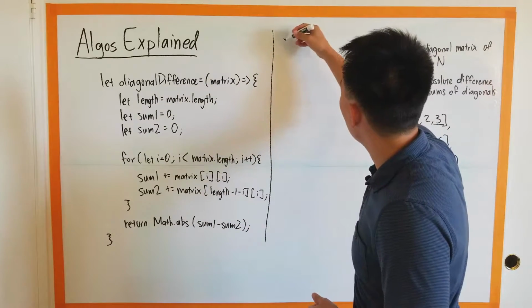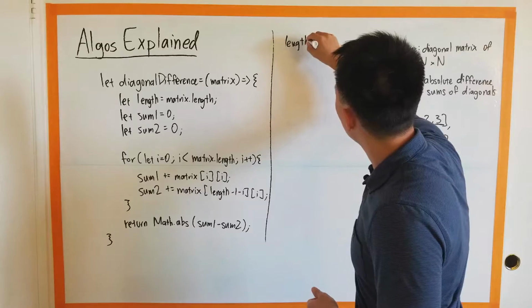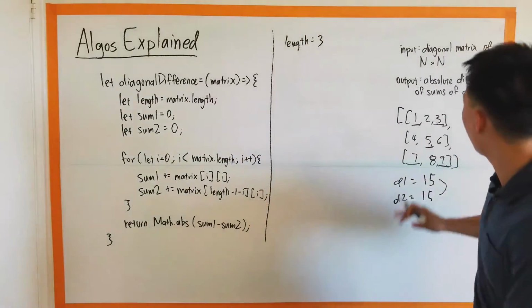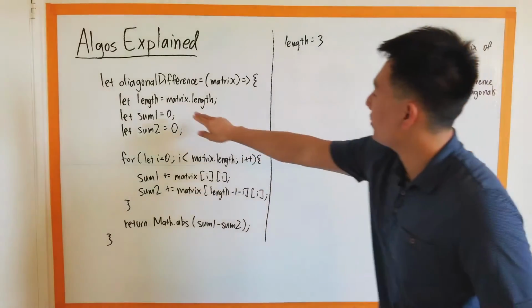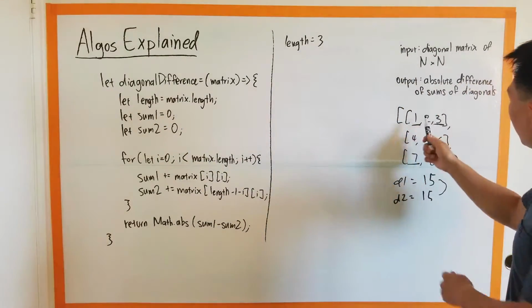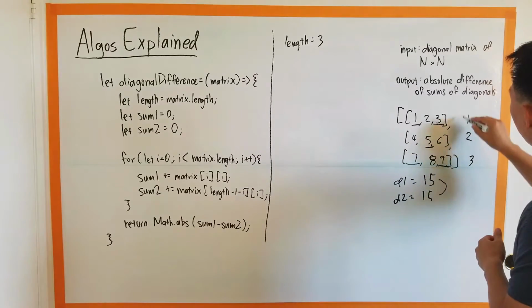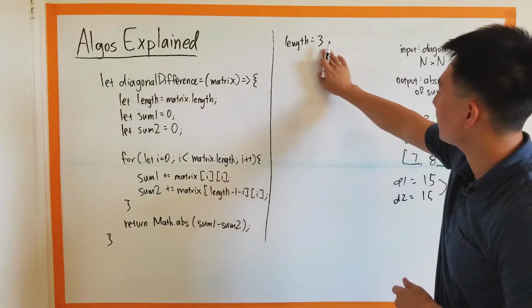Looking at length, length is going to be 3. Again, we're looking at this matrix here. When we did matrix.length, we didn't look at this length, we looked at this length, and we knew, okay, 1, 2, 3, that's the length. And so length is 3.